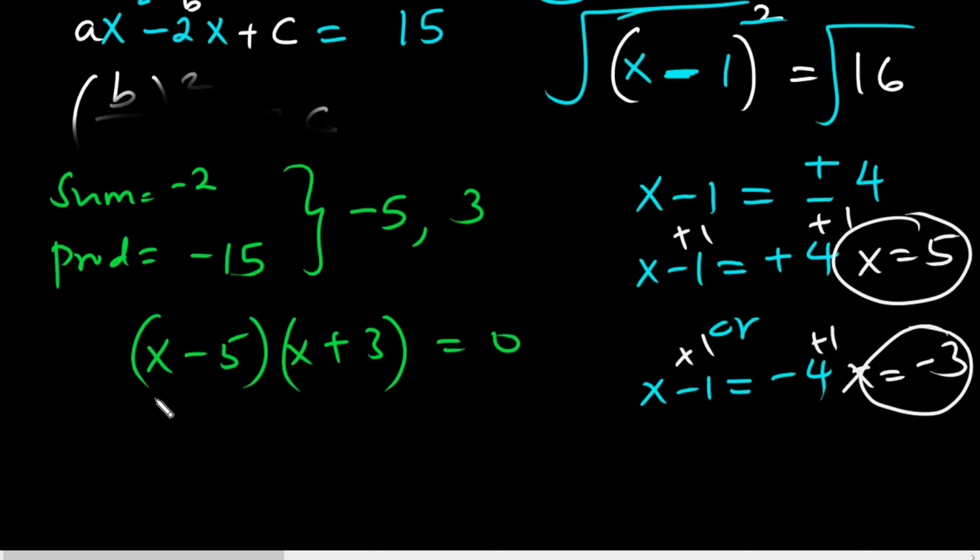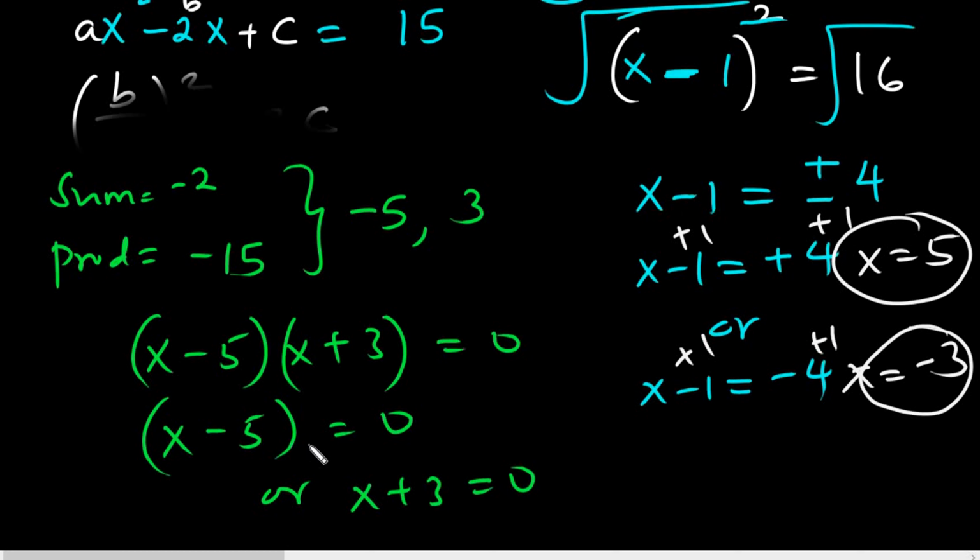Okay, so this one will be x minus 5 is equal to 0, or x plus 3 is equal to 0. So x minus 5 is equal to 0, so we can add 5 to both sides so that x becomes 5, and then for this one we can subtract 3 on both sides so that x becomes negative 3.